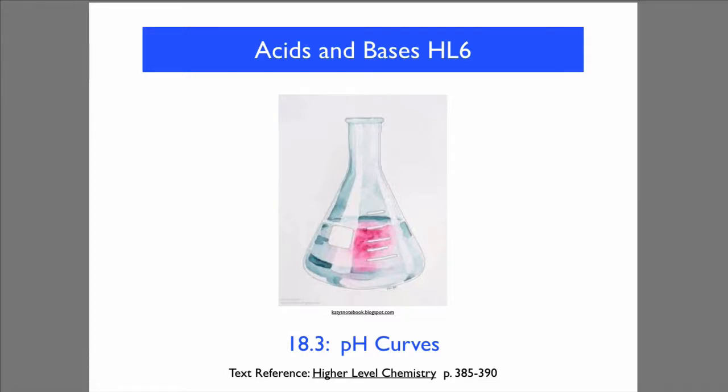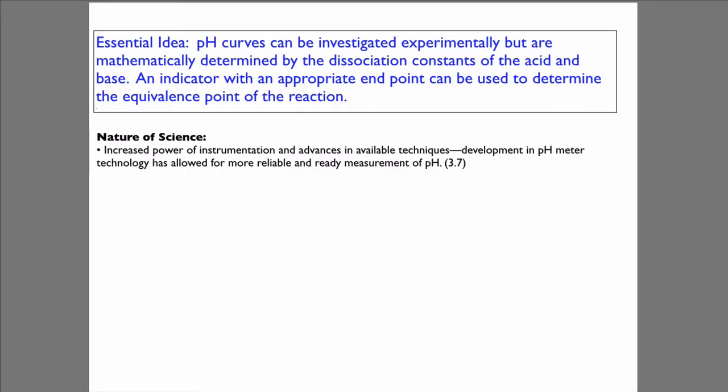Acids and bases, high level 6, pH curves. Essential idea: pH curves can be investigated experimentally, but are mathematically determined by the dissociation constants of the acid and base. An indicator with an appropriate endpoint can be used to determine the equivalence point of the reaction.